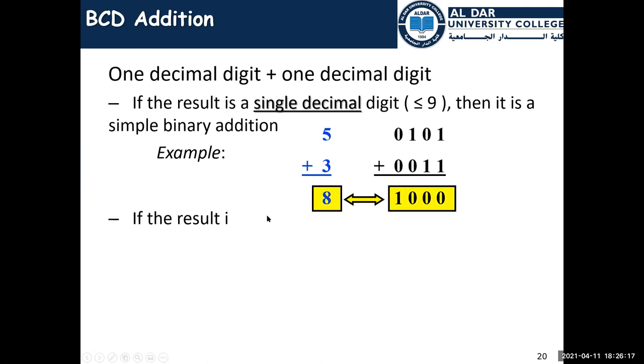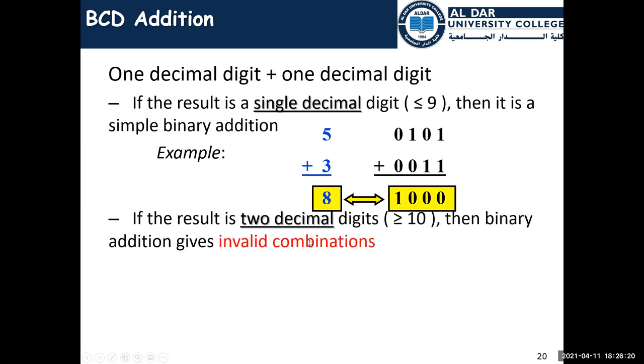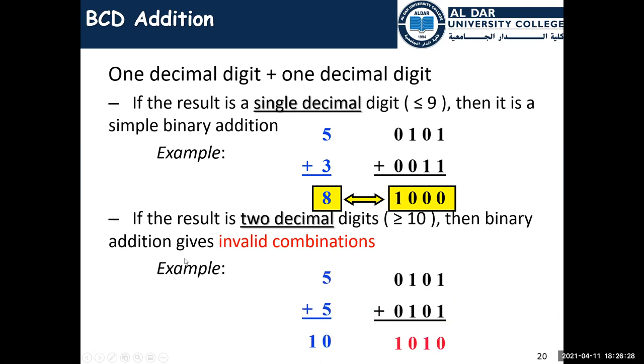But what is the problem? If we have 2 decimal numbers and the sum is greater than 9, this is a disaster, because we said that the range of 10 to 15 is invalid. For example, here we have 5 plus 5. 1 plus 1 equals 0 with a carry of 1. 1 plus 0 plus 1 is 0 with a carry of 1. 1 plus 1 is 0 with a carry of 1. 1 plus 0 plus 0 is 1. This means 1010, which is 10. 10 is not correct.